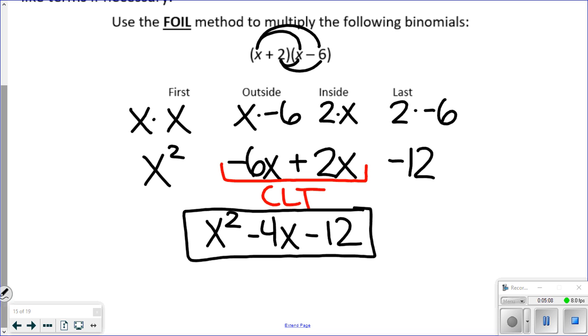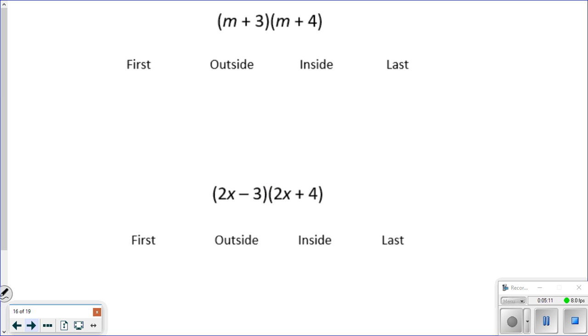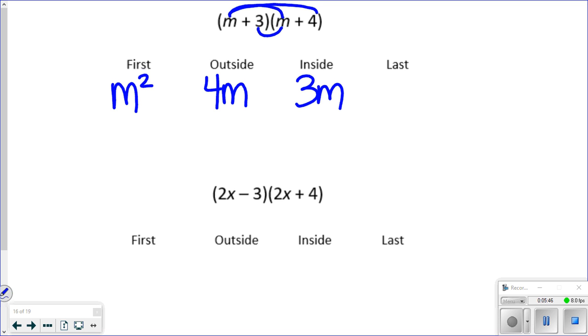Okay, so FOIL is essentially the same thing as the distributive property, but it's a way to walk us through the steps, and it only works with a binomial times binomial. 2 terms by 2 terms. So let's do it again. I'm going to multiply my first terms in the parentheses, which is m times m, so that's m squared. My 2 outside terms, furthest left and furthest right, is m times 4, so that's 4m. My inside terms close together is 3 times m, that's 3m. And 3 times 4, those are the last terms listed, is 12.